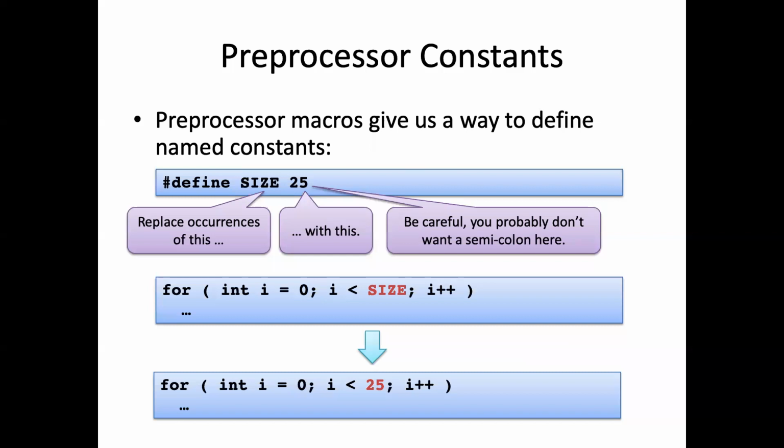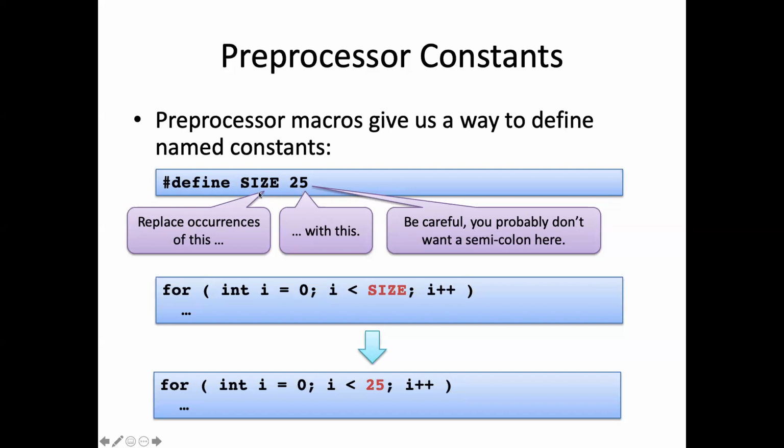This will be a way of avoiding magic numbers in our code, using names for special values rather than having to use the same value over and over again. The way we'll do this in C is with the preprocessor. If you say #define, then any name you want, then a space, and then any value you want, you're telling the preprocessor, whenever you see this name, here it's size, I want you to replace it with a 25. So before the compiler even sees this code, anywhere where size showed up is going to get replaced with 25.